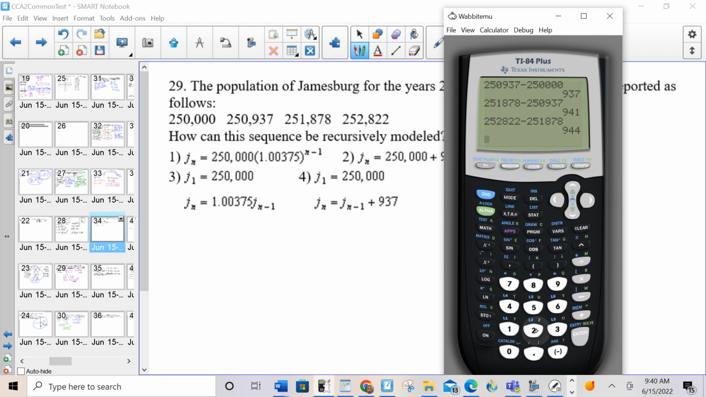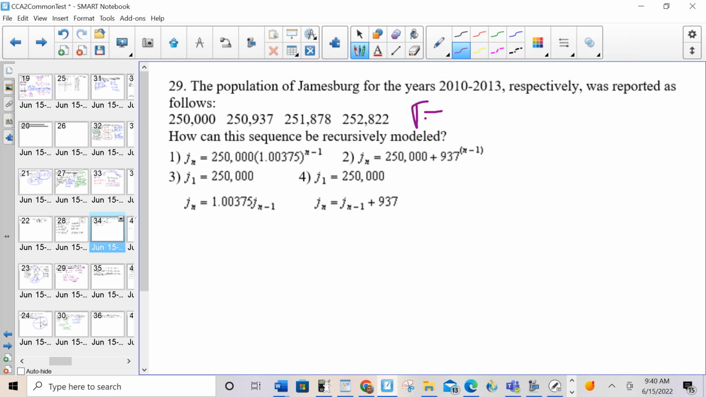So they must divide to the same thing. 250937 divided by 250000. Now, the annoying thing is they're not going to divide to the exact same thing, but I mean, it's pretty close. 1.00375, they both round to 1.00375. 252822 divided by 251878. 1.00375, count it. It's geometric.